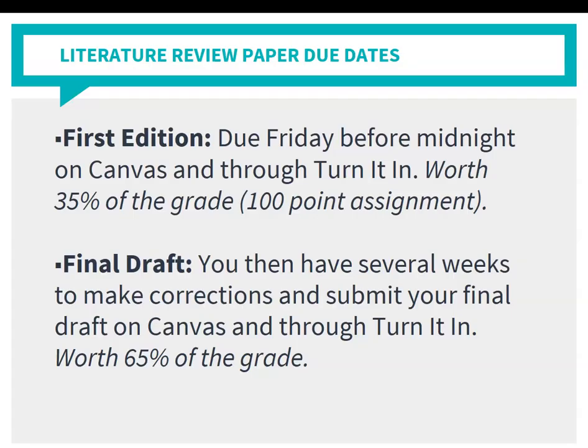Your first edition is due Friday, so you have 1 week to work on and submit your paper. This is a 100-point assignment. Your first edition is worth 35% of your grade, and your final draft is worth 65% of your grade. If you are completely okay with your percentage score on the first edition, you can resubmit it as your final draft, or you can make small changes.